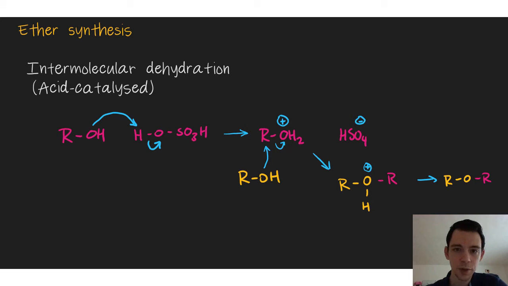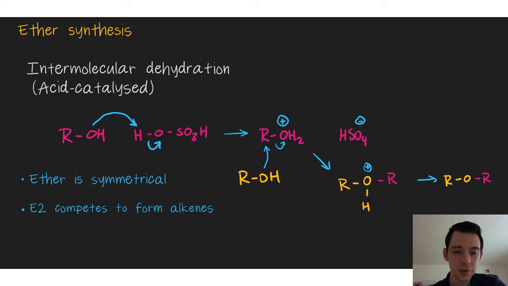A few notes about this process. First is that our product was a symmetrical ether, ROR, such as diethyl ether, dimethyl ether. It wouldn't work well to produce asymmetrical ethers, which would require two different alcohols to form the product. It's an SN2 reaction, and we learned that SN2 reactions are always in competition with E2 reactions, which would form alkenes as side products. Now, there are ways we could favor SN2 over E2.